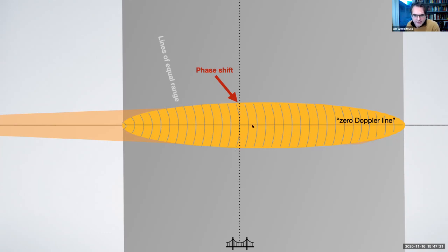Now, the good thing to note is that these things are reconciled, because the definition of a Doppler shift is a rate of change of phase. So in actual fact, while we measure the phase, what we're measuring is essentially a consequence of the Doppler shift, the fact that we're moving and the target is passing through this beam.